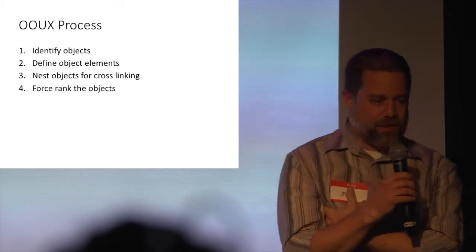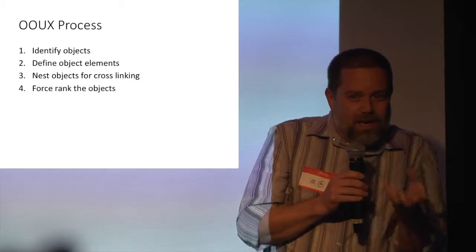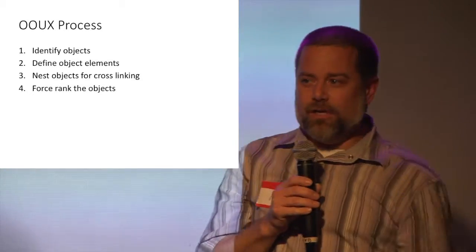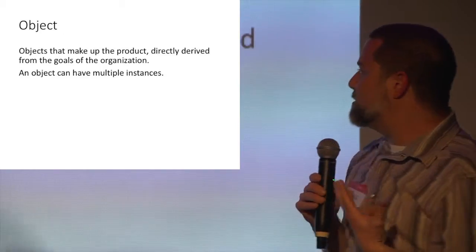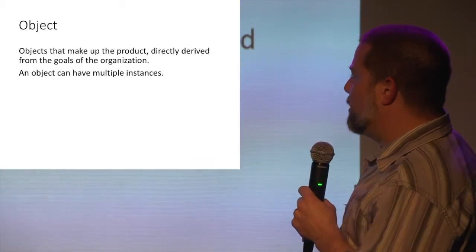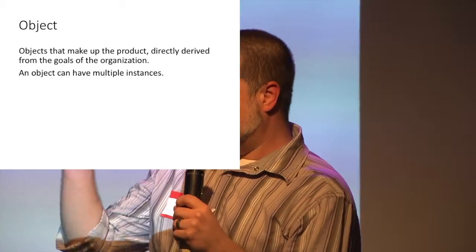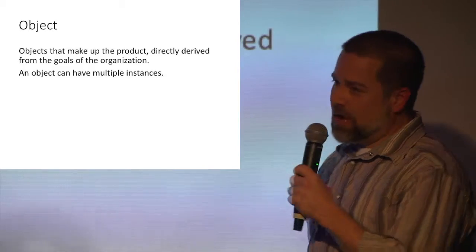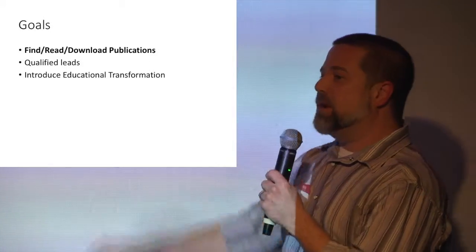So, how do you do it? You identify the objects. You define those objects and the elements that are those objects. You nest those objects together, and then you force rank and prioritize those objects. Simple, right? Okay. What are these objects? They're just the things that are about your product. It's very simple. You interview your stakeholders, you figure out what their goals are, and then you find out what the nouns of those goals are. What are those things? That's what the objects are.